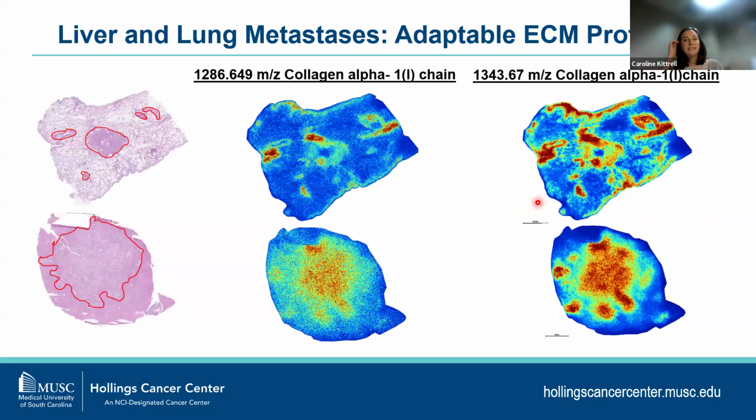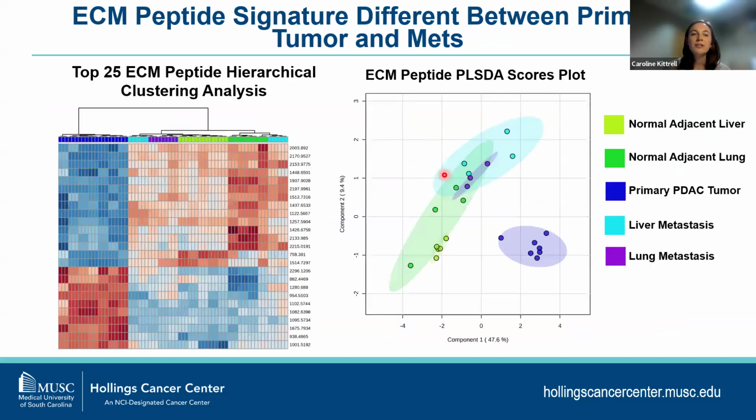So looking at the ECM proteome, it's a little bit of a different story. These ECM peptides do look specific for areas of tumor, but they also have some signal in areas of normal tissue as well. And we see with our hierarchical clustering that the PDAC clusters away from the normal adjacent liver and lung, which cluster most closely with the liver and lung metastases, showing that the normal adjacent liver and lung and the liver and lung metastases look more similar to each other than to the PDAC.